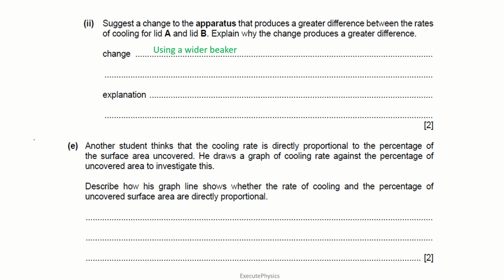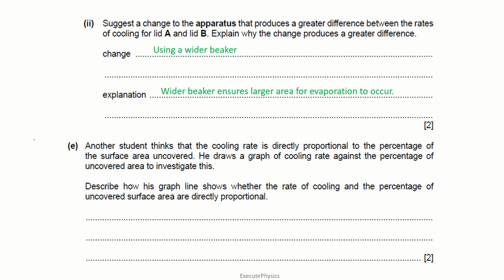So what I've chosen is, the first thing that came into my mind is using a wider beaker. So what happens? A wider beaker will ensure a larger area for evaporation to occur. So the difference in temperature, or the rate of cooling, will be much higher. Okay. So the change with the explanation has to be clearly written to get the 2 marks. Okay. E part of the question.